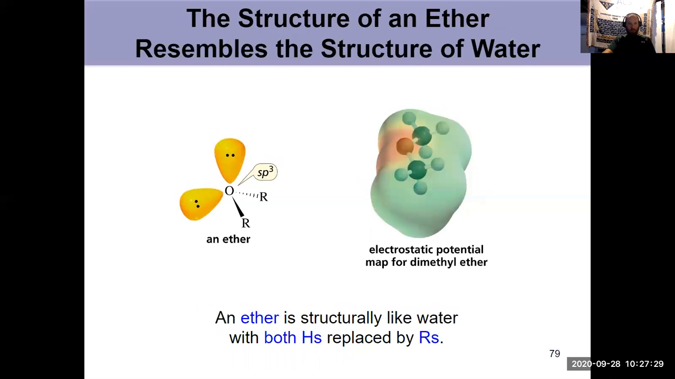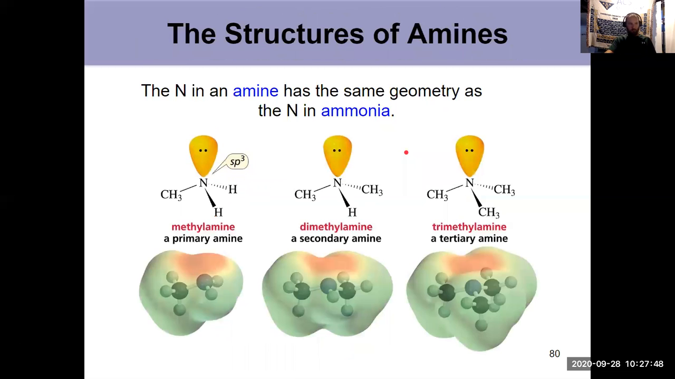If we switch from an alcohol to an ether, notice we just switched that H to an R here, okay? It's pretty much still the same. We just changed hydrogen. It's now another sp3 hybrid orbital over here. Still that hot spot there in the middle from the two lone pairs on oxygen. Okay. What about amines?